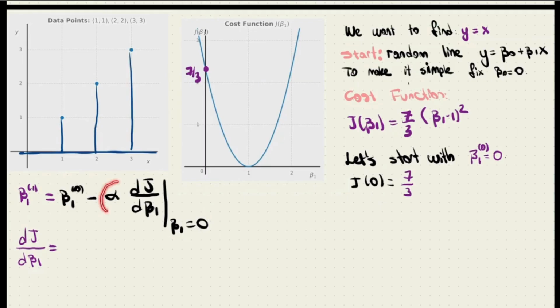And alpha is the learning rate. It controls how big each step is. We repeat this over and over until the slope becomes 0, meaning we've reached the minimum.